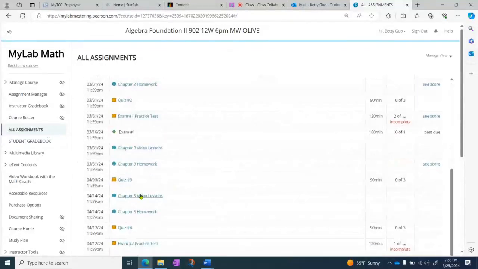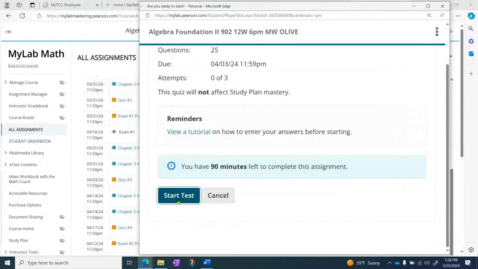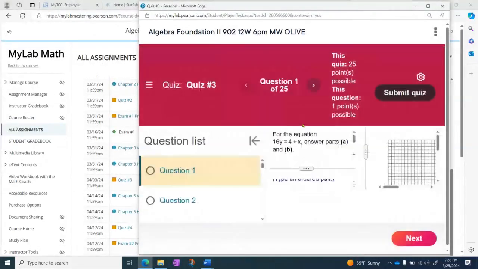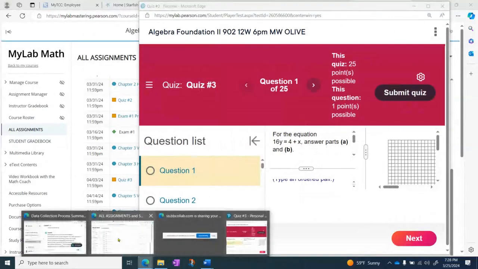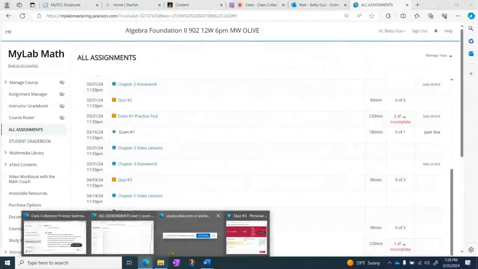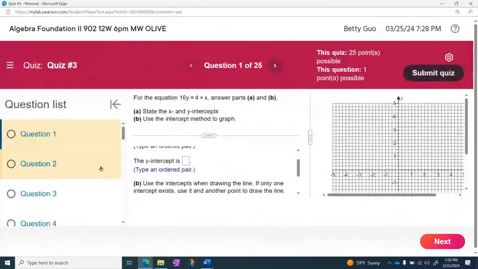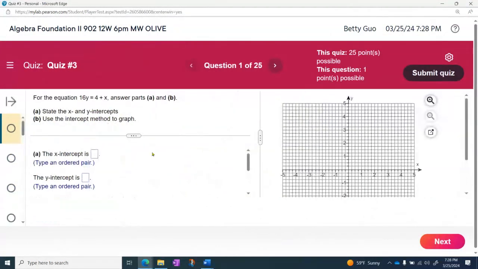How about let's do the quiz of chapter 3. Quiz 3 is supposed to be the chapter 3 questions. We have 25 of them. Okay, no problem. Let's see this one. 25 questions. Can we get it done within 20 minutes? Let's see. For the equation, answer part A and part B. Part A, state the x and y intercepts.